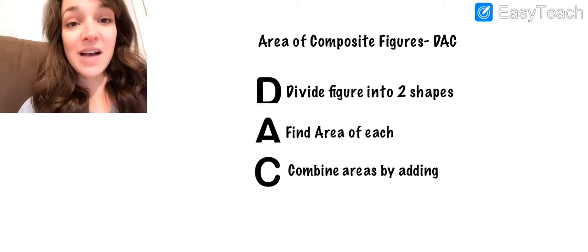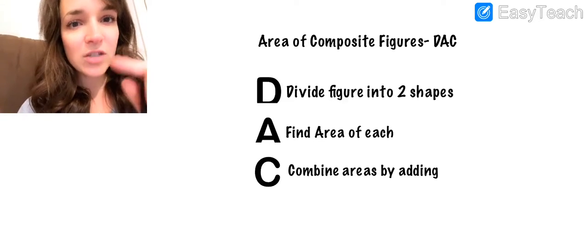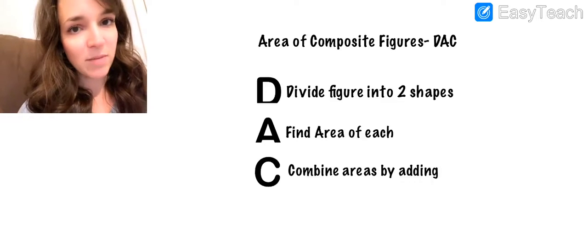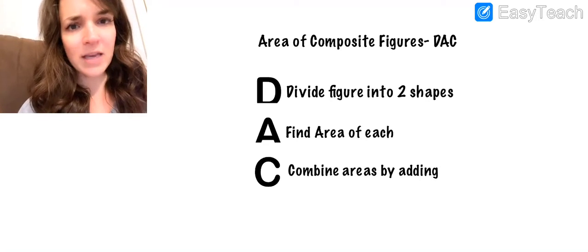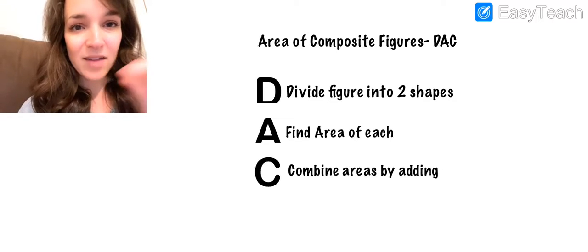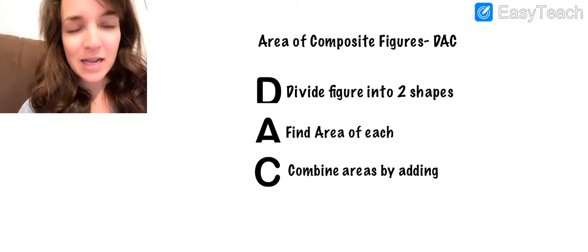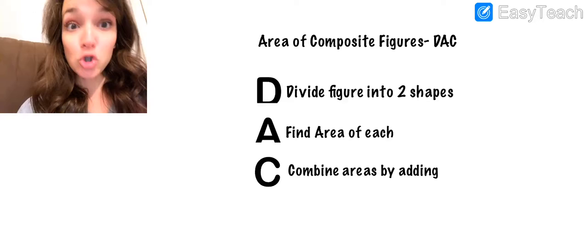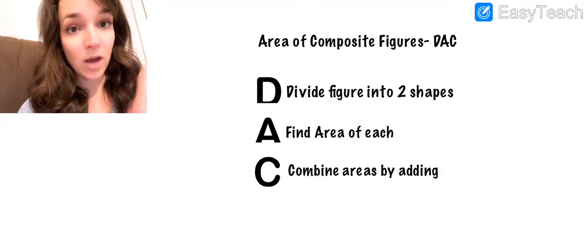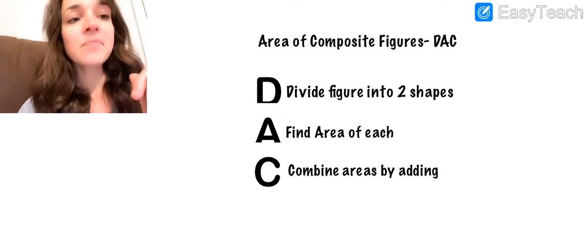Remember, the figure on its own doesn't look like one shape that we know. It looks like some weird wacky shape. But if we find a place to cut it so that it goes into two shapes that we do know, like maybe a rectangle and a square, or a rectangle and a triangle, or a square and a semicircle, something like that.